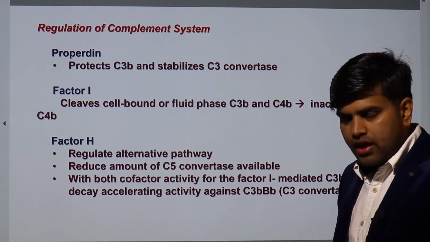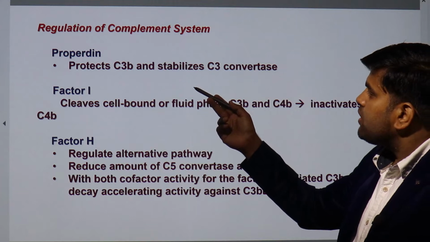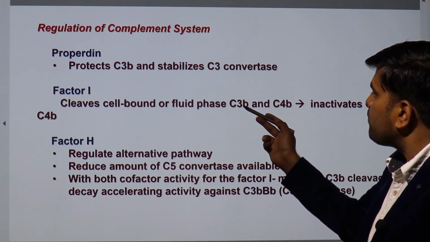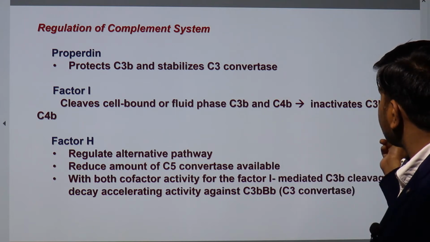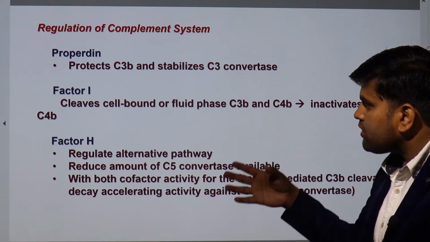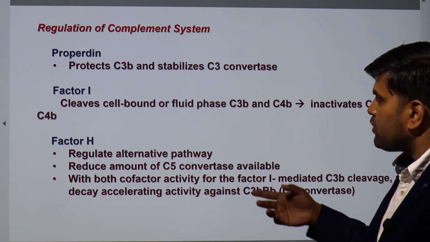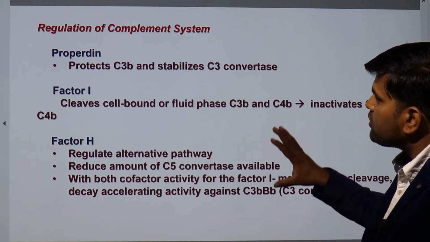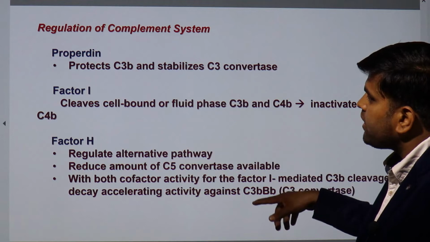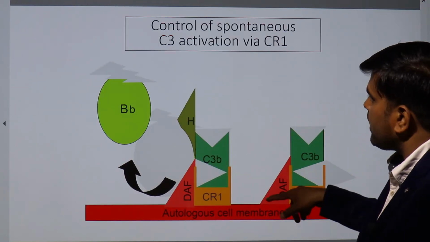There are other things as well, like properdin, which stabilizes C3b and C3 convertase. Factor I cleaves cell-bound or fluid-phase C3b and C4b, inactivating C3b and C4b. Factor H regulates the alternative pathway. So these are the factors that have their functions: they reduce the amount of C5 convertase available. These are the normal functions. But if these are congenitally absent, then we will develop diseases. So that we have to understand.